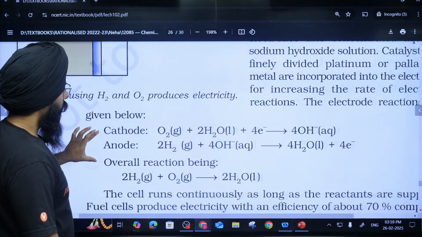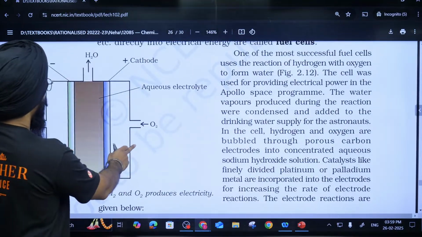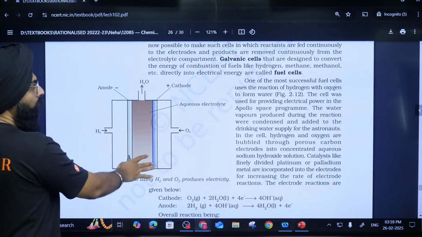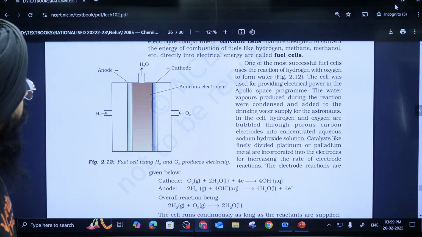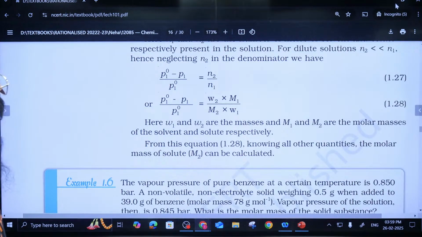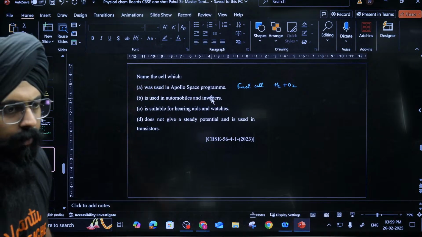These are the kind of reactions that happen. Overall reaction is H2 plus O2 giving water. Very nice. So this fuel cell was used in the Apollo space program. Now the other part of this question says, which are the cells used in automobiles and inverters?